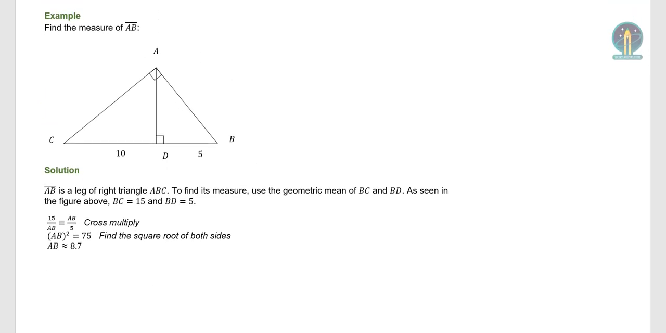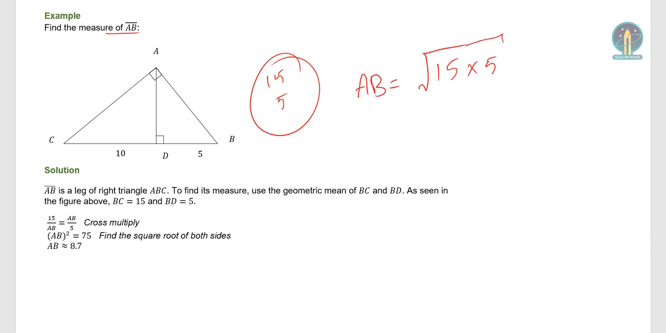Here's another example, finding the measure of AB. The full hypotenuse here, BC, is 15. The segment adjacent to side AB is BD, which is 5. So we need to find the geometric mean of 15 and 5, and that gives us side AB. So AB is the square root of the product, 15 times 5, the square root of 75, which is 8.7 units. Okay, so AB is 8.7 units.